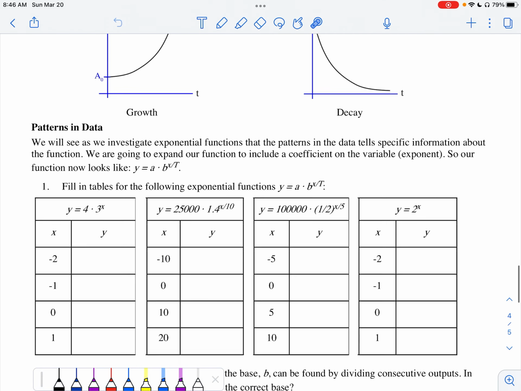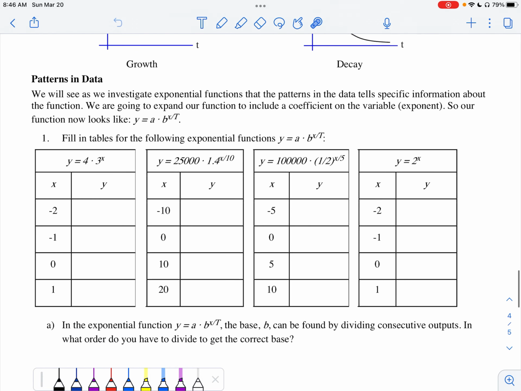All right, so let's investigate some patterns that we see with these exponential functions. As we will see as we investigate exponential functions, the patterns in the data tell specific information about the function. We're going to expand our function to include a coefficient on the variable, so this a value right here. On the variable, excuse me, the t value actually. So our function looks more like this guy right here.